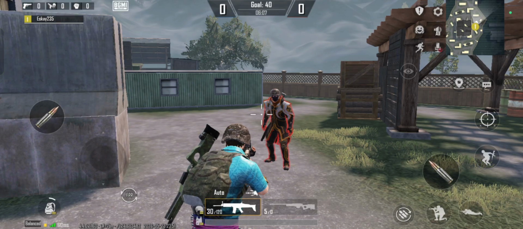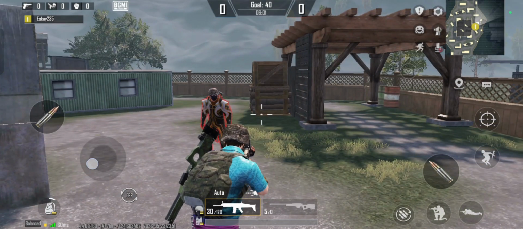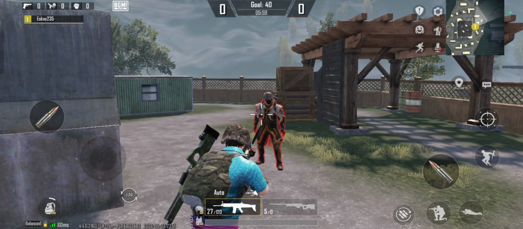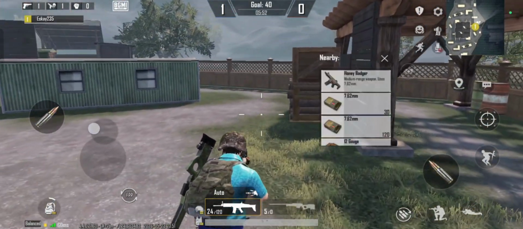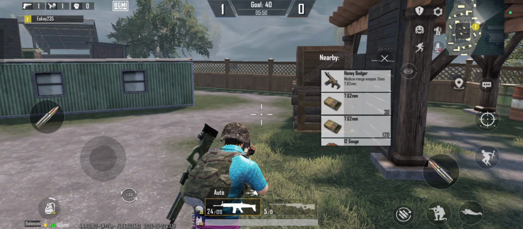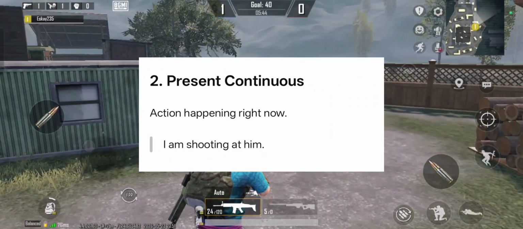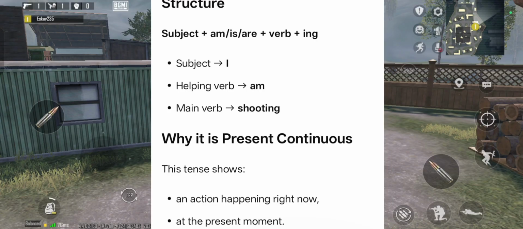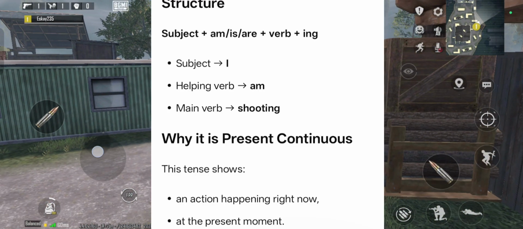So now let's jump on to present continuous tense. Look at the action and describe. I am shooting at him. See, so in this sentence we get to know that it is happening in the present time and the action is in a continuous sequence. So I am shooting at him. And the verb form is V4 and it is happening in the present time.